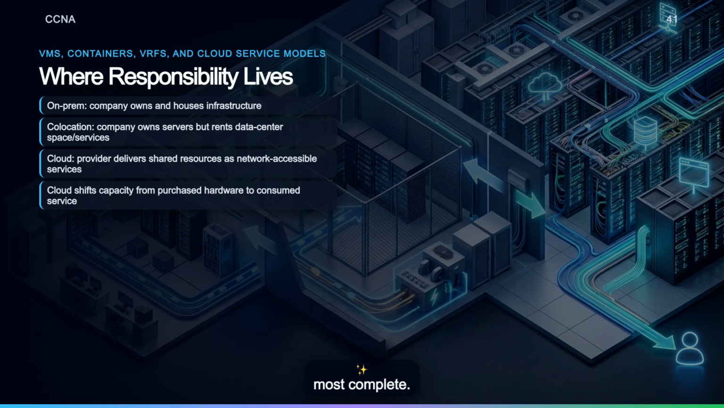SaaS is the most complete. The provider delivers the application, and the user just uses it. Think Microsoft 365, Google Workspace, Slack, Dropbox, or Zoom. PaaS gives developers a managed platform for building and running applications without managing the underlying infrastructure. AWS Lambda, Azure App Service, and Google App Engine are examples. IaaS gives the customer virtualized infrastructure, VMs, storage, and networking. AWS EC2, Azure Virtual Machines, and Google Compute Engine fit here.